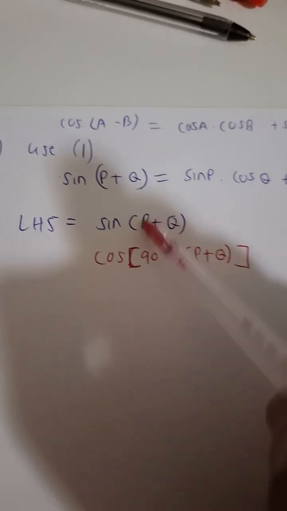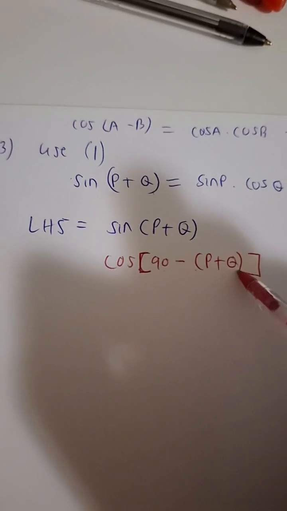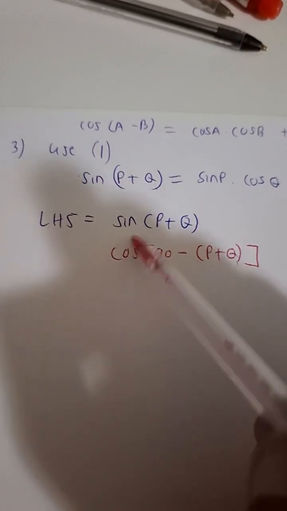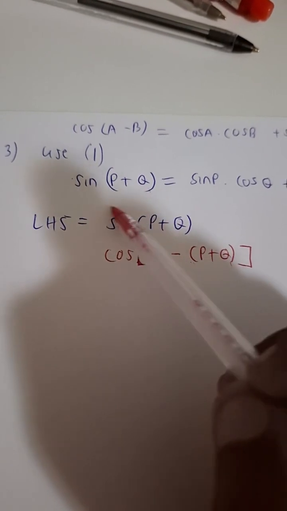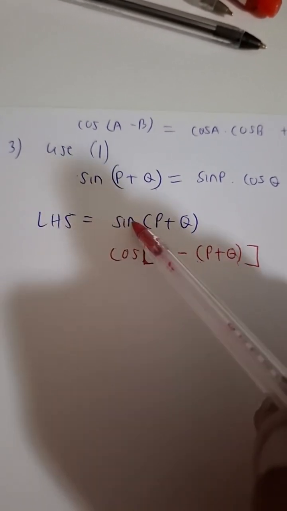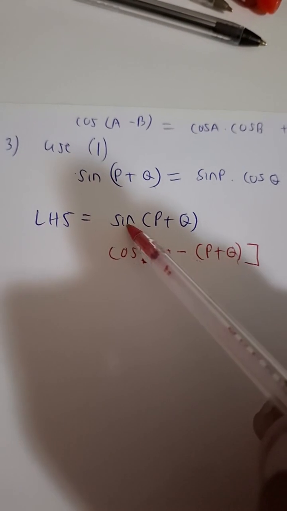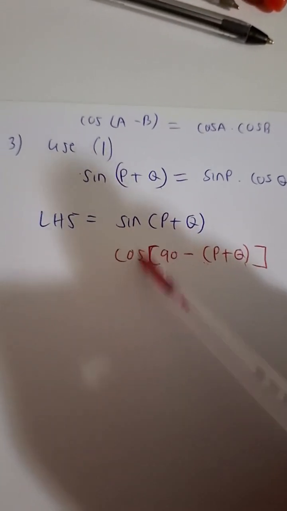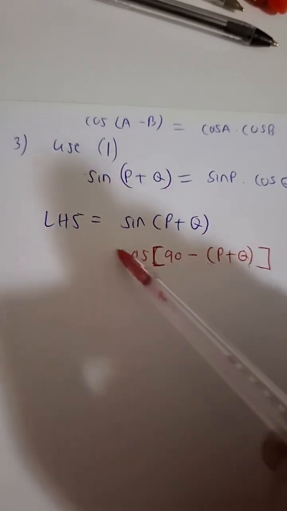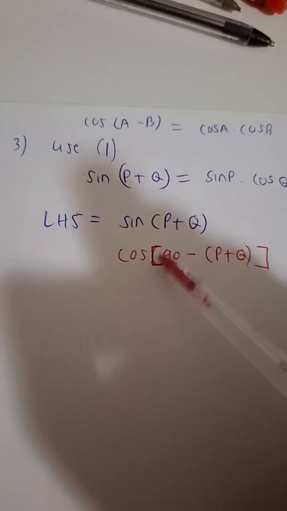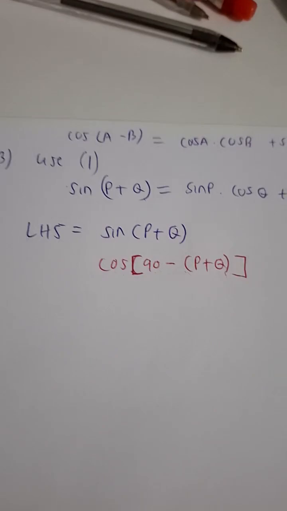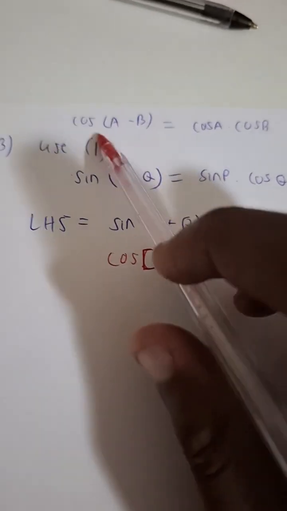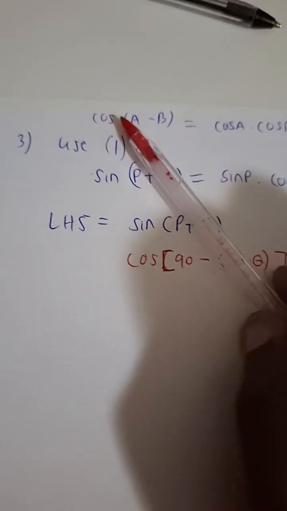And then this angle is P plus Q in brackets. Remember, when I evaluate cos 90 minus, I always write the co-ratio, which is cos changes to sine. This would be equal to sine of P plus Q. Cos 90 minus P plus Q would be equal back to sine of P plus Q. So do you see now I have this sine P plus Q in terms of this cos A minus B.